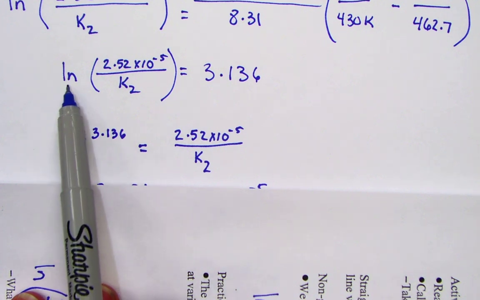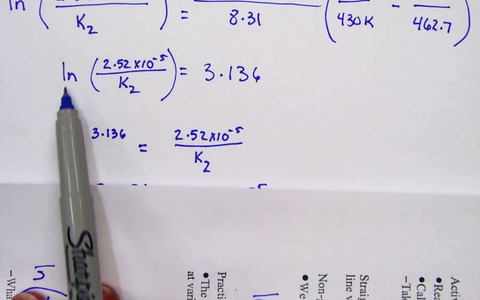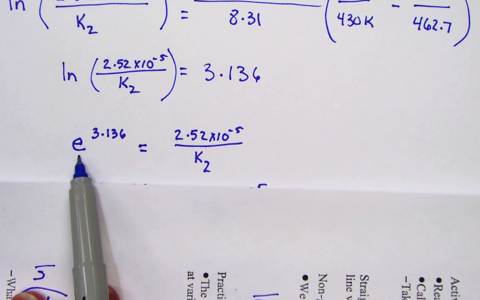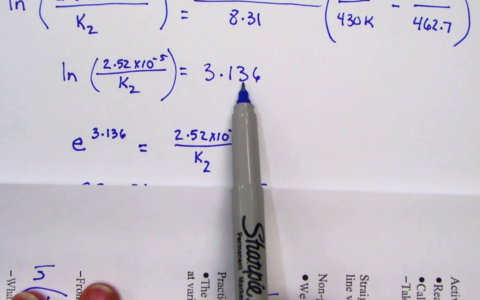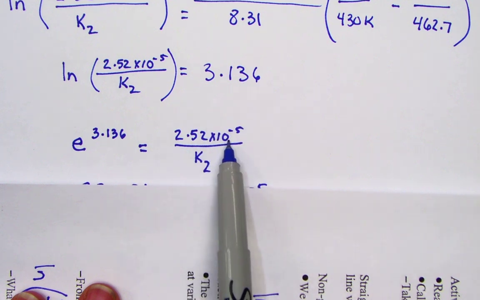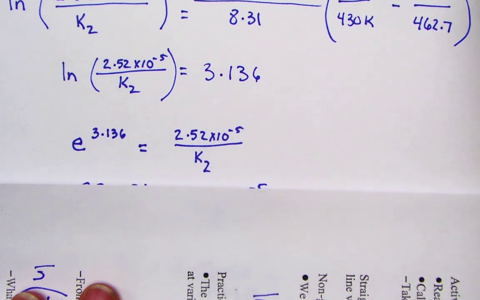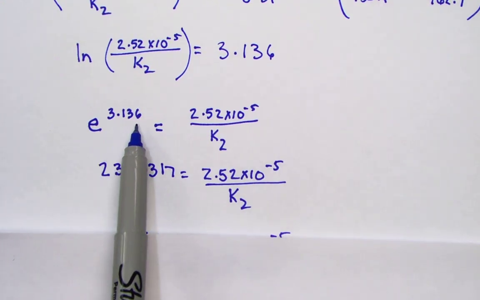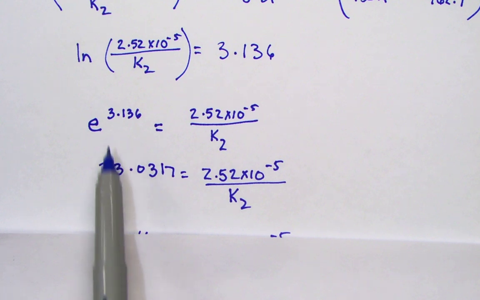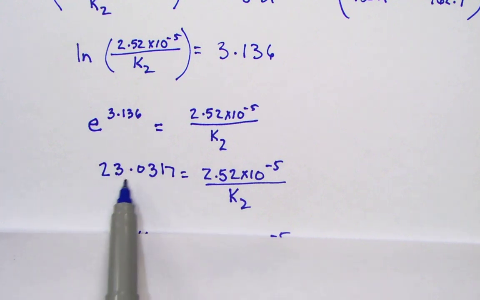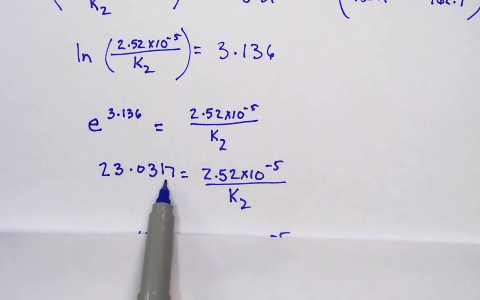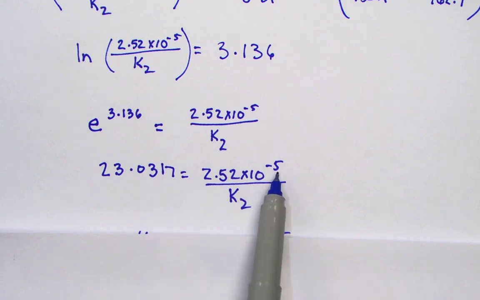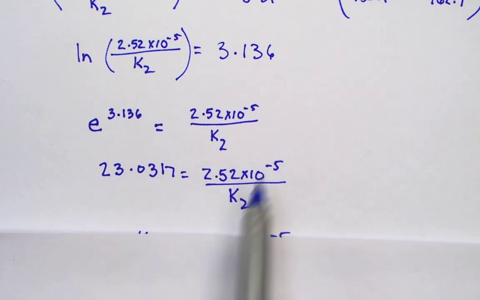And again, to get rid of the natural log, we take the inverse natural log, which is e, Euler's number. E raised to the 3.136 now equals the ratio that was inside the parentheses. Simplify e raised to the 3.136. Hit that on your calculator. It will read 23.0317. That's still equal to that ratio of K1 over K2.